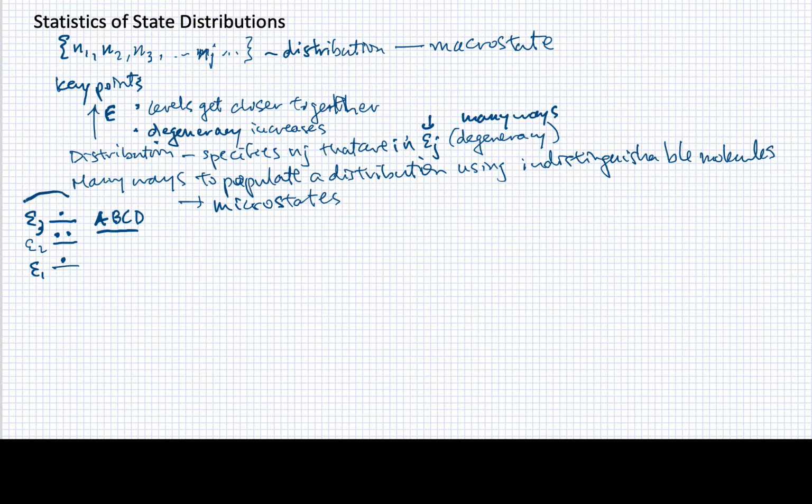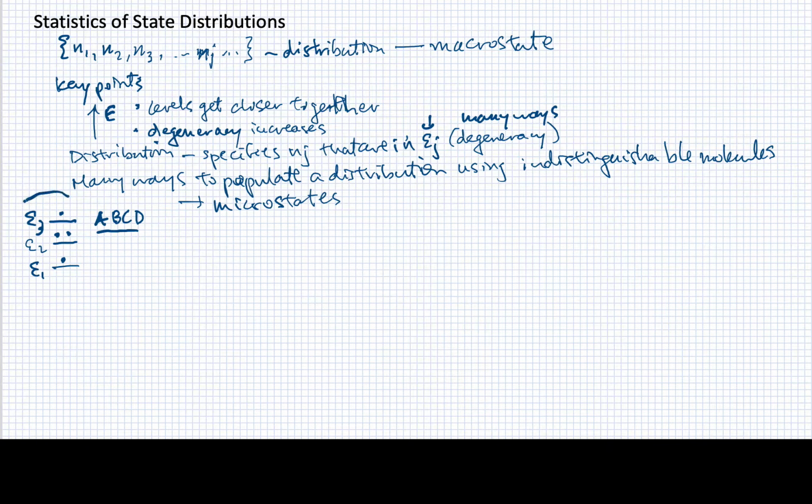All right, well, I could have A here in the very first one, and then I could have B and C in the next one, and D in the top one. Or I could have, again, A in the bottom one, and have B and D in the next one, and C in the top one. Or I could have A in the bottom one, I could have C and D in the next one, and B in the top one.